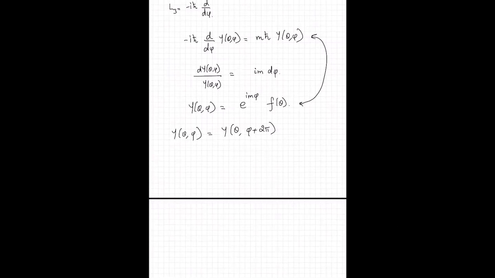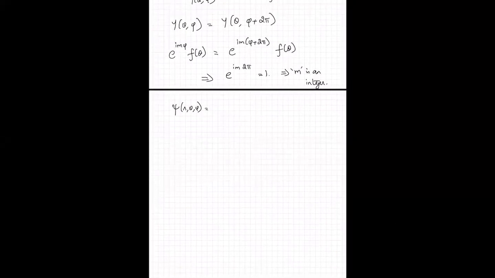So what does this mean? This means that e to the i m phi f of theta should be equal to e to the i m times phi plus 2 pi times f of theta, which tells me that e to the i m times 2 pi should be equal to 1. And this is trivially satisfied if m is an integer. So m can be 0, 1, 2, whatever it is, but we will restrict the number of values m can take even further, but for now we know that m is an integer.